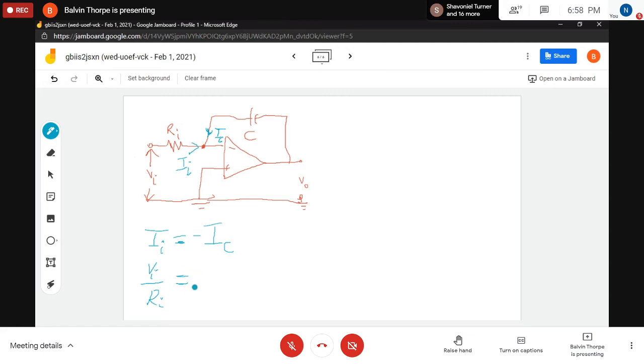All right. Good. So VI over RI, minus, what's the current here in terms of voltage? Well, the voltage for sure is VO, right? Yes, sir. Okay.